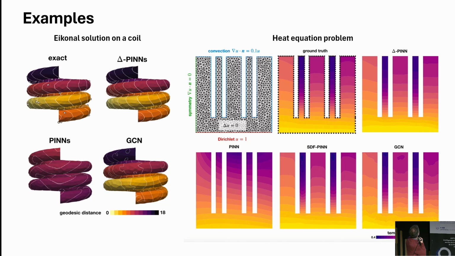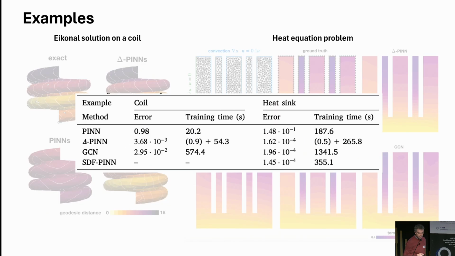Indeed, if you look at what PINN is doing, it is not doing very well. This is what graph convolutional networks are doing. So they are aware of the topology, but they are much more noisy. And this is delta PINN, and it works pretty well. That's another example with the heat equation here. It works pretty well. Here we also compare it with another approach called signed distance function PINN. Essentially, you clip your solution by a signed distance function, just like a mask, and it works pretty well.